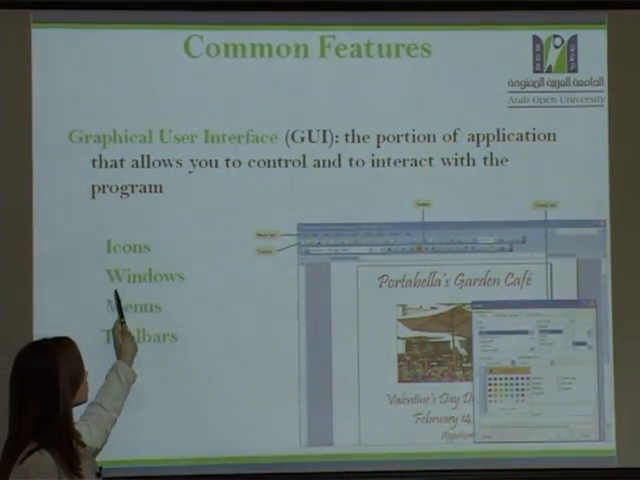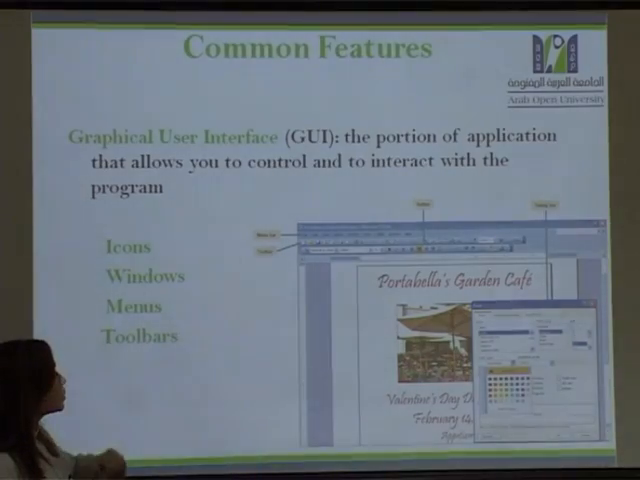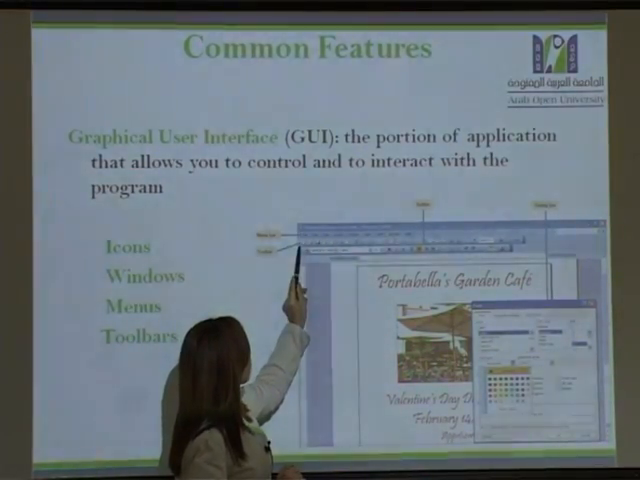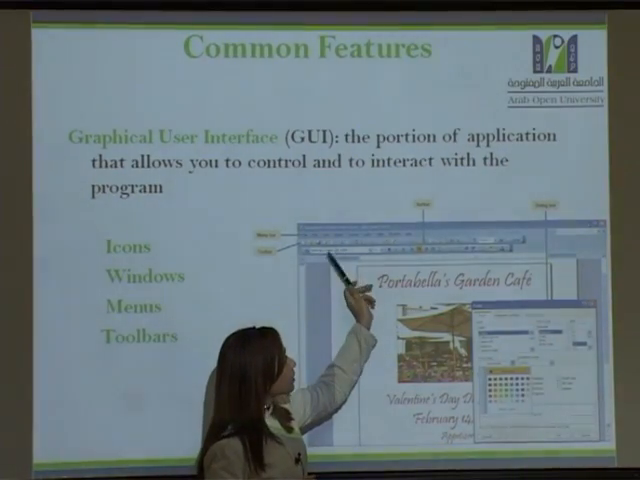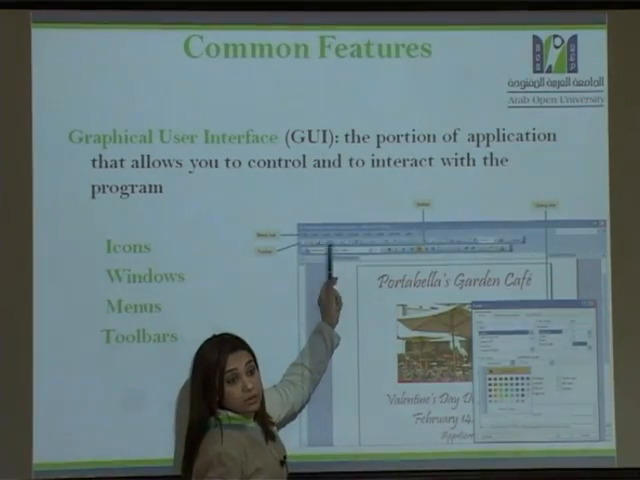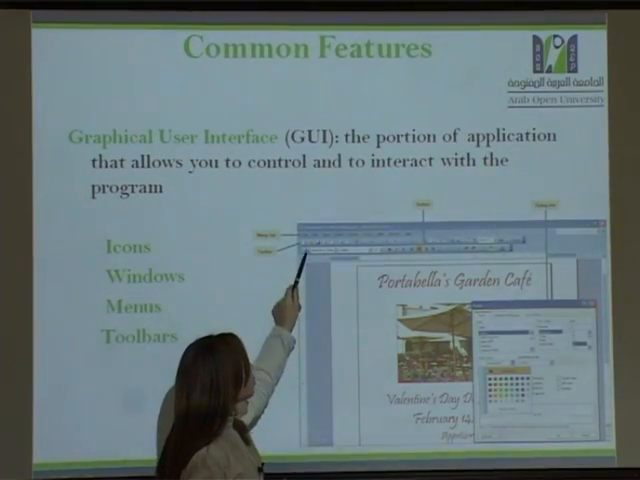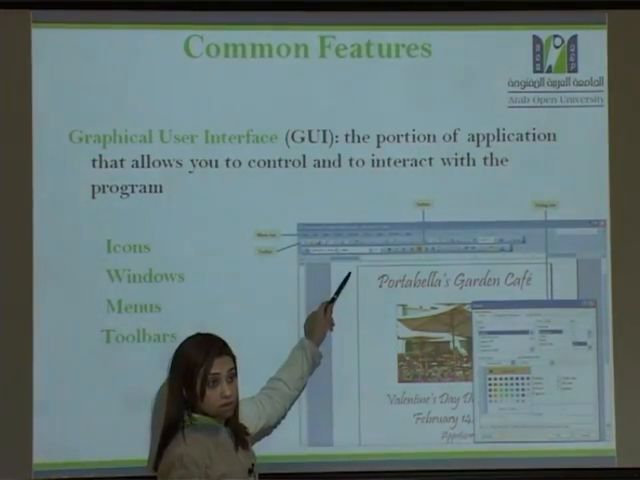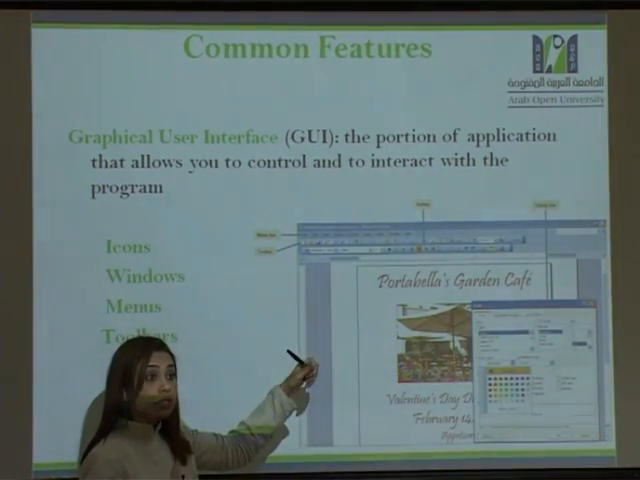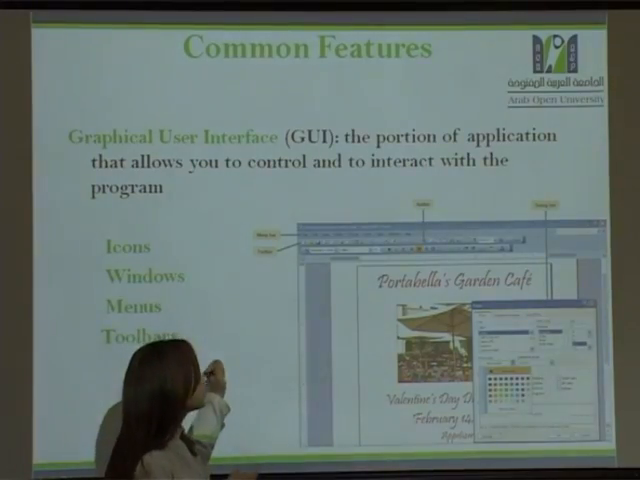We have icons, windows, menus, and toolbar. So this bar is called a menu bar. And then we have a toolbar. A toolbar is a bar that contains a number of icons or buttons. Each of these buttons contains behind it a set of instructions in order to accomplish a specific task.